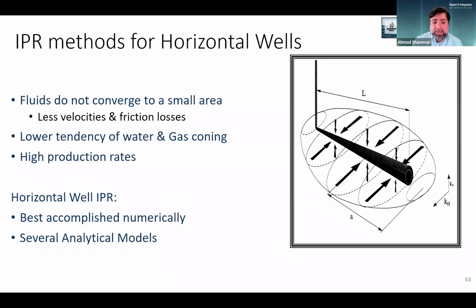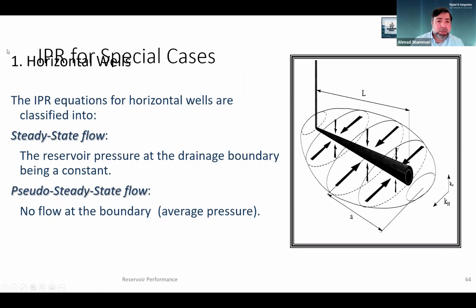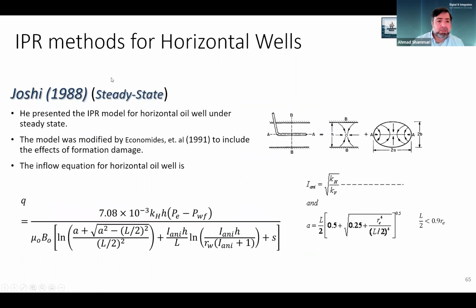Okay, for the IPR method, it's best accomplished numerically, again by testing, right? But there are several analytical methods, and we're going to talk about them. So we have two main classes, two main methods. It's either the steady state method or the pseudo steady state method, okay? So Joshi invented the famous Joshi equation, which is a steady state method, okay?